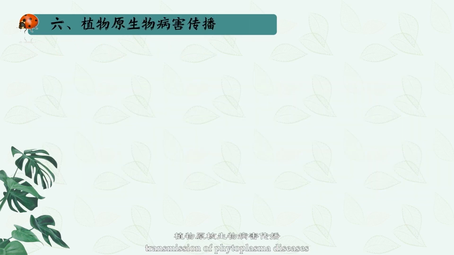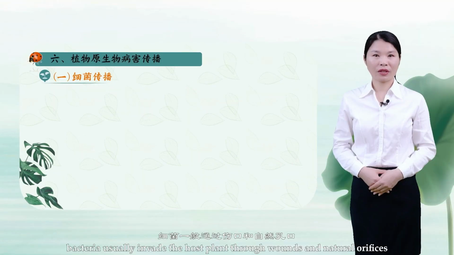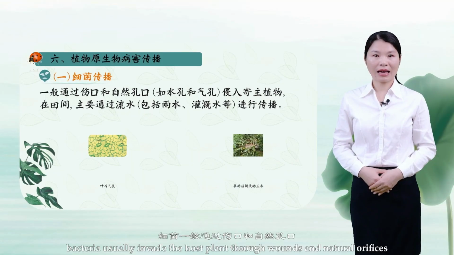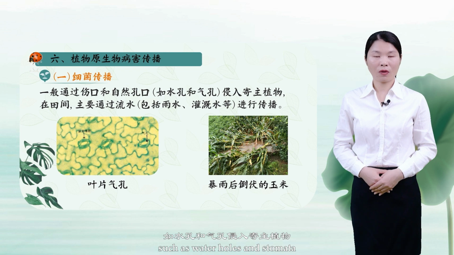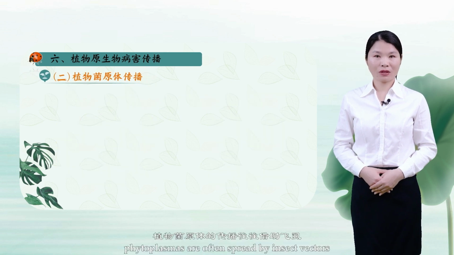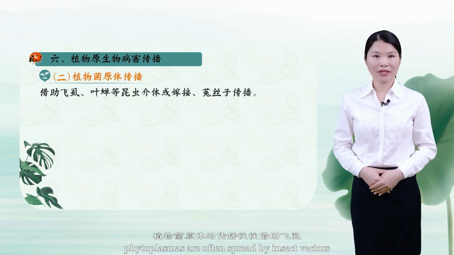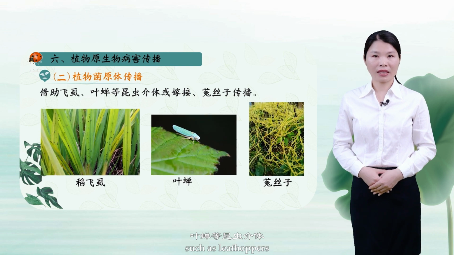Transmission of phytoplasma diseases. Bacteria usually invade the host plant through wounds and natural orifices, such as water holes and stomata. In the field, bacteria are spread mainly by running water, including rain and irrigation water. Phytoplasmas are often spread by insect vectors, such as leafhoppers, and by grafting.